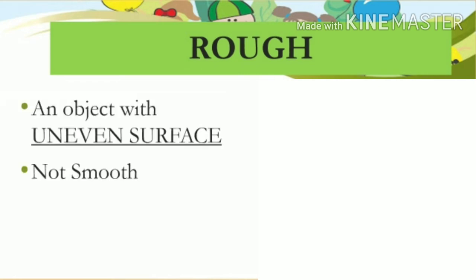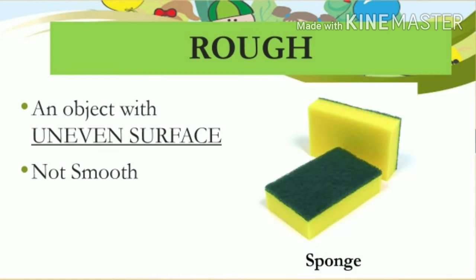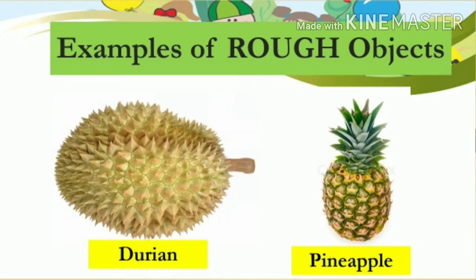Another property of matter is rough. What is rough? Rough are any object with an uneven surface. When you touch a rough object, it feels bumpy, rocky, or sharp. An example of a rough object is a sponge. Other examples are durian, pineapple, and more.